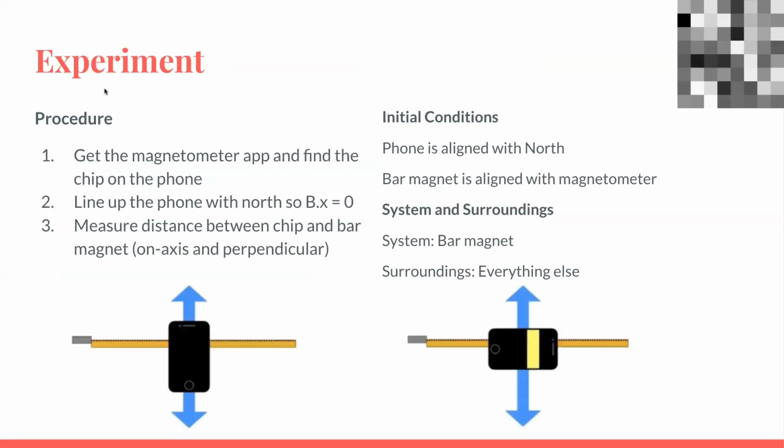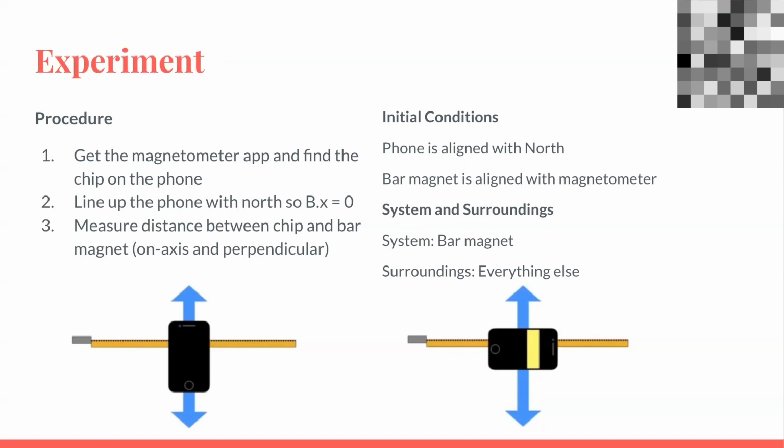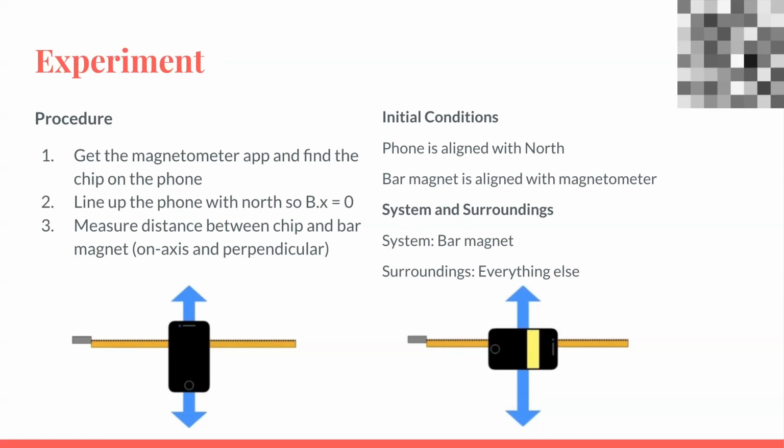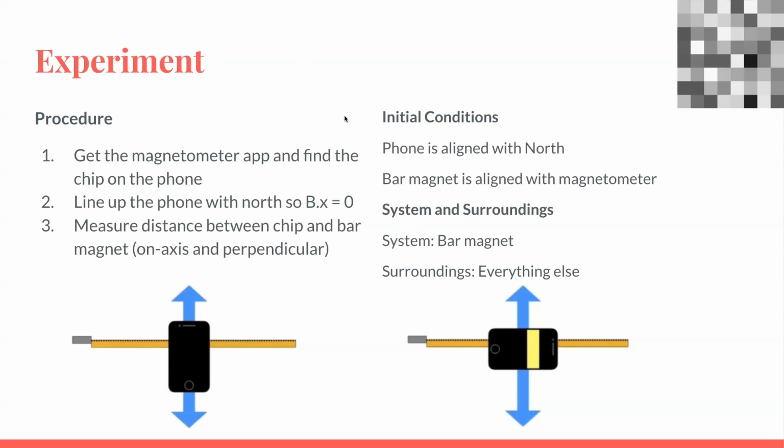The experiment procedure was to get the magnetometer app and find the chip on the phone. And then we had to line up the phone with north so that Bx is equal to 0. We did this by rotating the phone until it lined up with north. We then measured the distance between the chip and bar magnet on axis and perpendicular. The initial conditions were that the phone is now aligned with north, and the bar magnet is aligned with the magnetometer. Our system was the bar magnet and the surroundings were everything else.